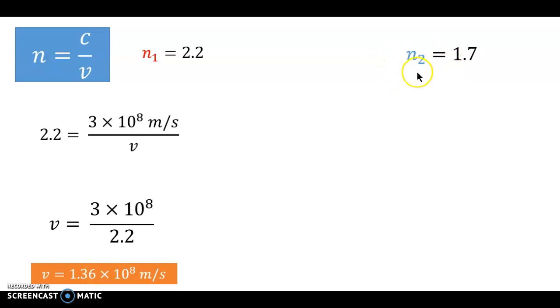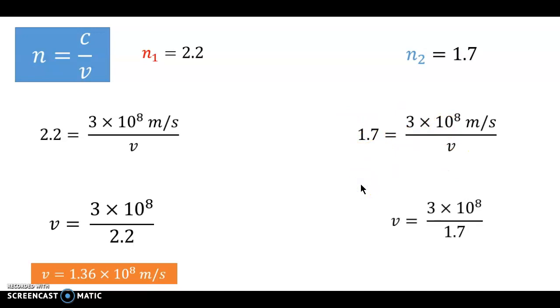So let us try to make this one by yourself, as I made this one. 1.7 equals 3 times 10 to the 8 meters per second over V. Again, replace: V equals 3 times 10 to the 8 over 1.7. Using your calculator, V equals 1.76 times 10 to the 8 meters per second.